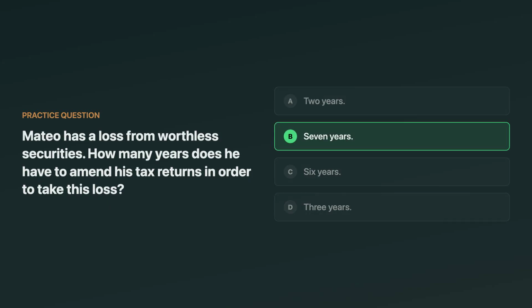The correct answer is 7 years. Refund claims attributable to worthless securities get a special 7-year period, which overrides the usual 3-year rule you're used to seeing. 3 years is the tempting answer because it's the general refund claim statute, but worthless securities are a tested exception.